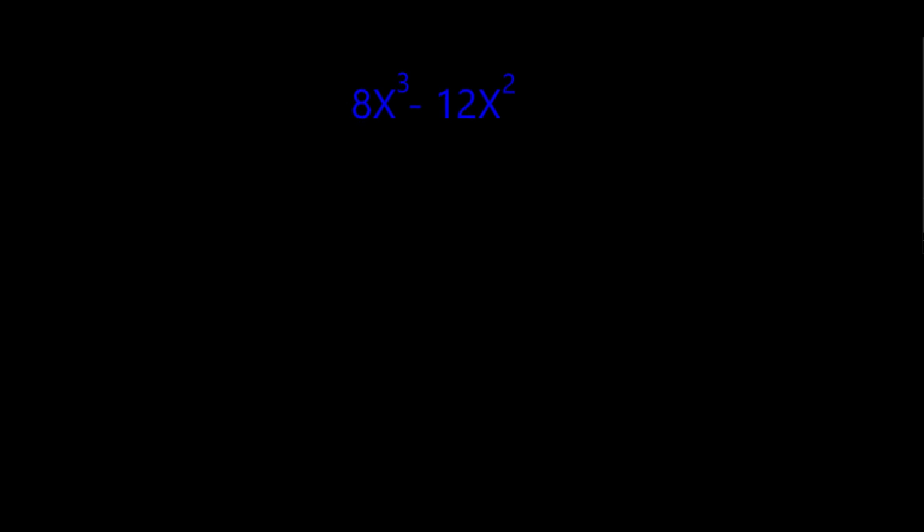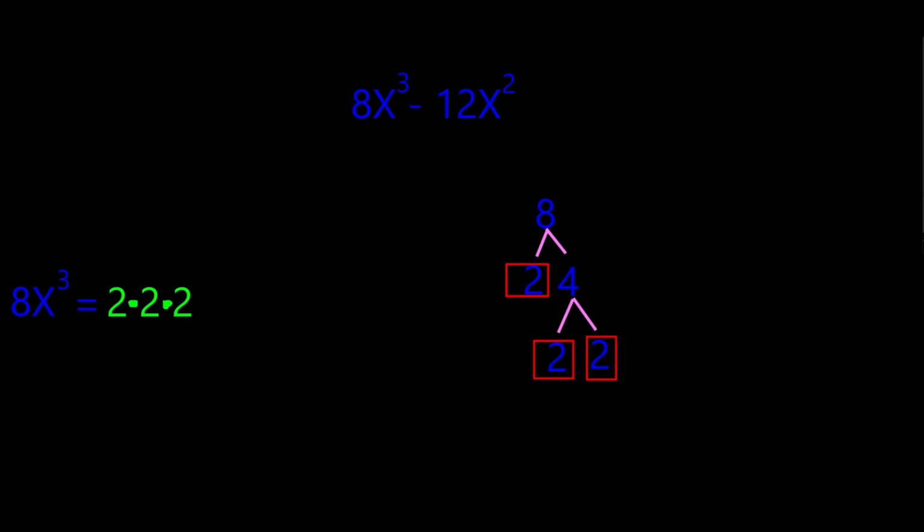Let's factor this equation by finding the prime factors. We start off by finding the prime factors of 8x raised to the power of 3. Two times 4 gives 8. 2 times 2 gives 4. The prime factors of 8 are 2, 2, and 2. The prime factors of the x term are x times itself 3 times.